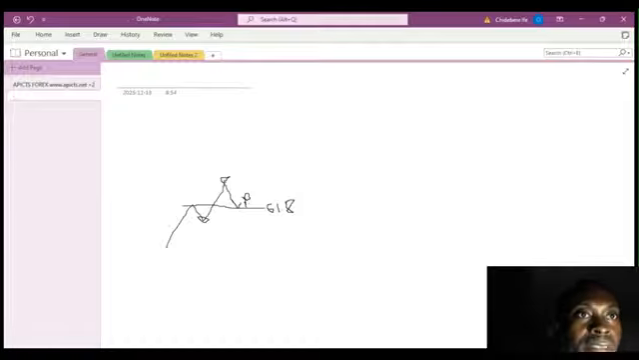Let me draw that pin bar again. But this was not looking like a pin bar. Sorry, just bear with me. You're seeing the pin bar.